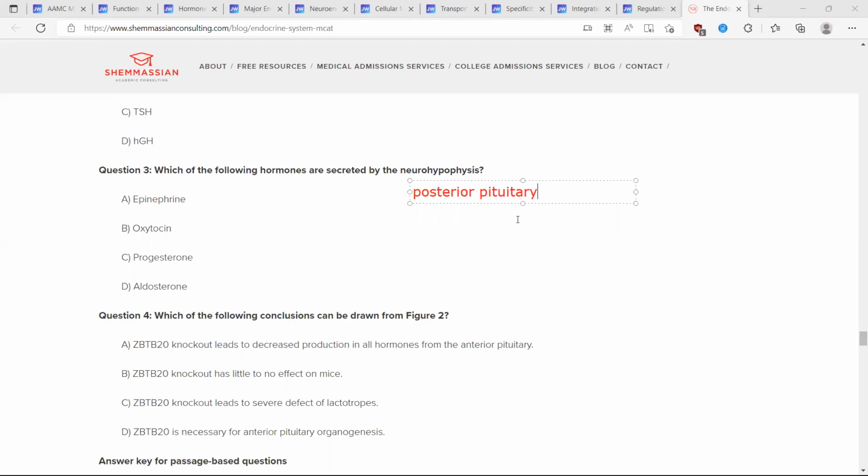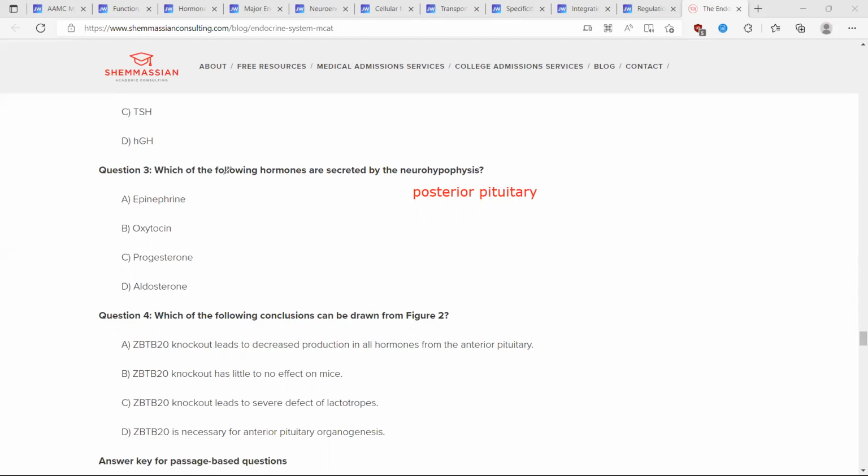We covered a lot of hormones, so no worries if you don't remember. But this is the kind of question that you would be asked, a straight up discrete question. So we've got epinephrine and oxytocin. When you see a question like this, the good thing is not only to figure out the right answer, but to also figure out the other answers.